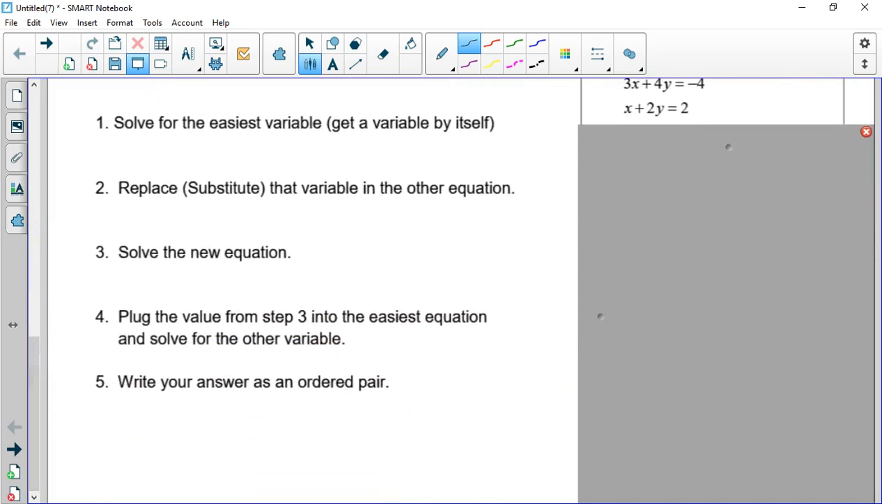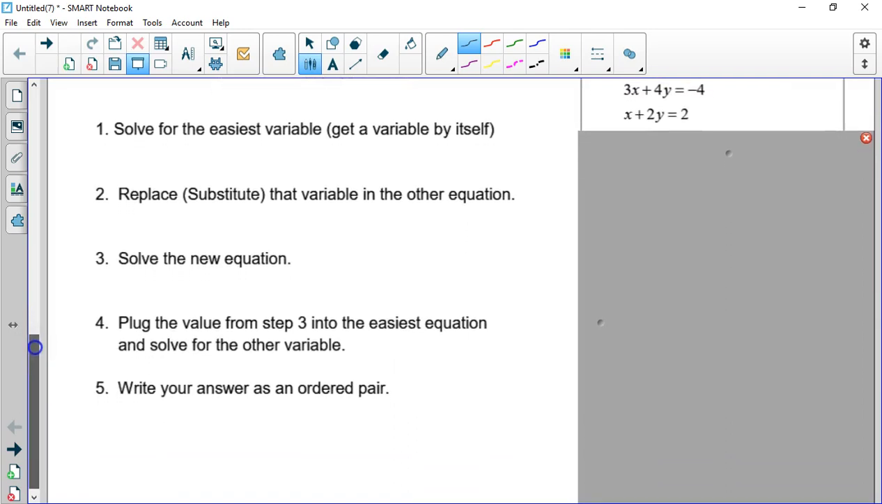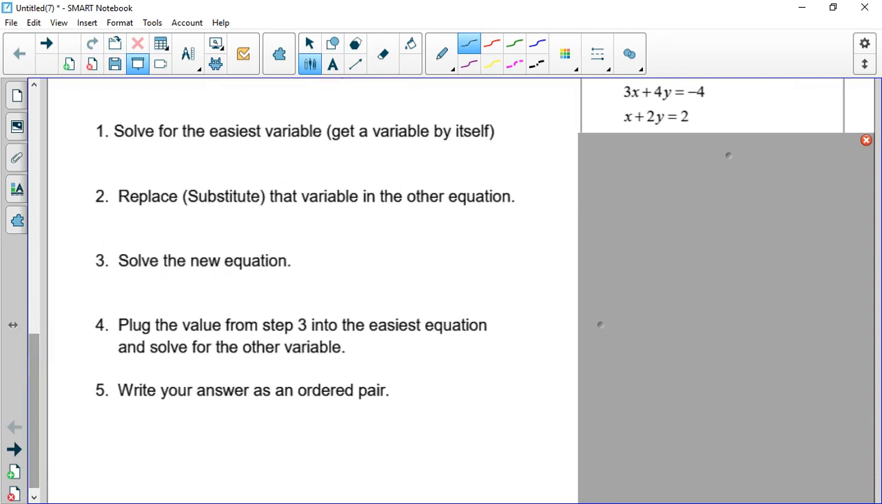So let's go over the method. First off, you solve for the easiest variable. You want to get a letter by itself, like x equals or y equals. Okay? Then you're going to replace or substitute that variable into the other equation. Then you're going to solve the new equation, plug the value from step 3 into the easiest equation, and solve for the other variable. Then write your answers in ordered pair.